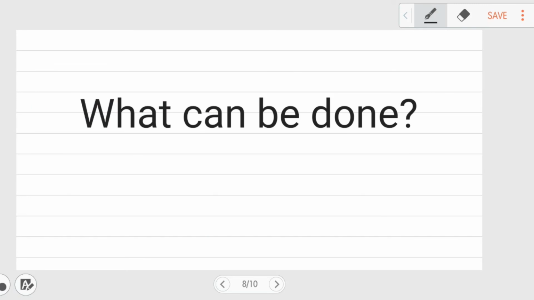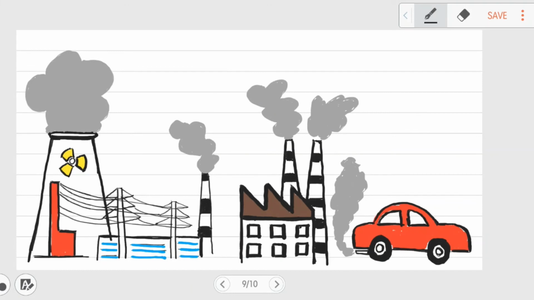The only way to fight acid rain is by curbing the release of pollutants into the atmosphere. This means burning fewer fossil fuels and setting air quality standards.